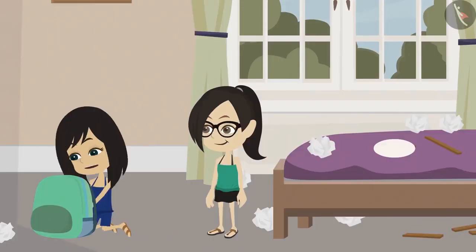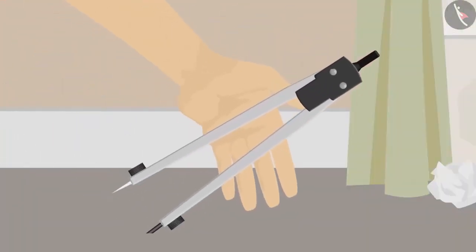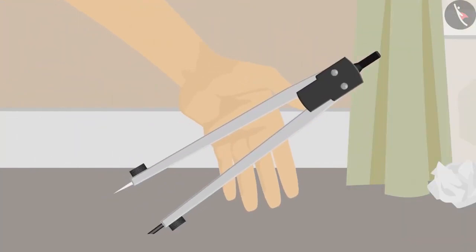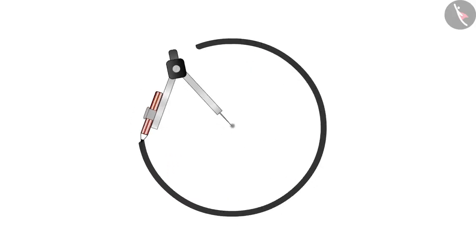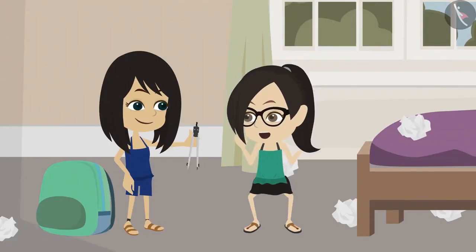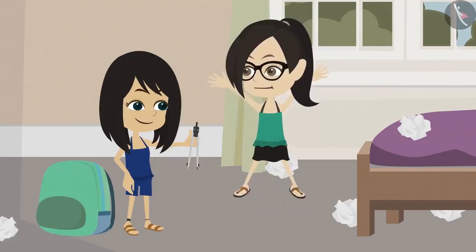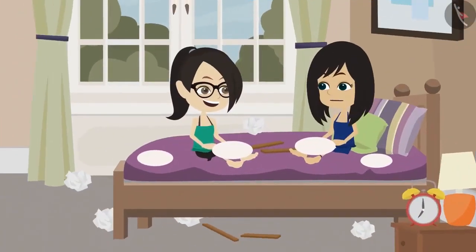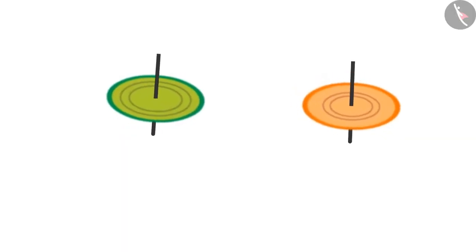No problem, I have a compass. Let's make spinning tops of different sizes. Look, there is a mark in the center after making it with a compass. Now it has become easy for us to make a spinning top. Now we will make many spinning tops. This is going to be fun. Let us spin our tops.